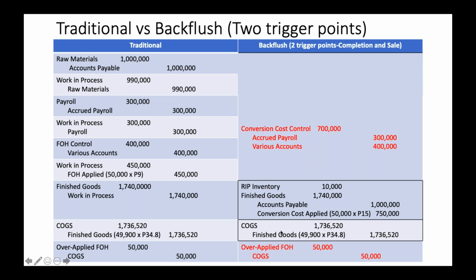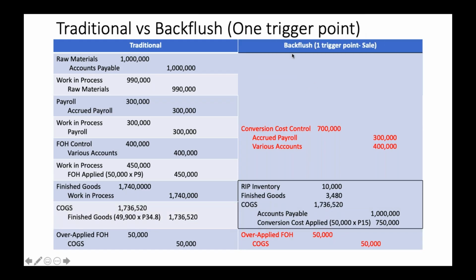Okay, and then upon sale, debit cost of goods sold, and then credit finished goods. And then we do backflushing of cost. This is applied, so therefore there is an actual cost, and then compare the actual to the applied, and then we do closing to cost of goods sold.